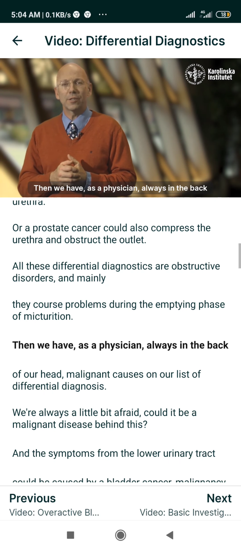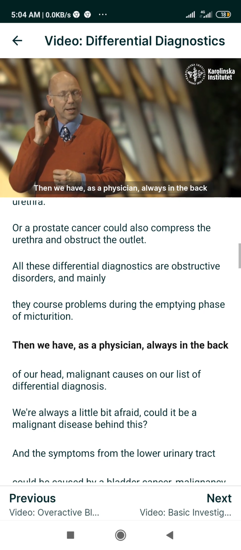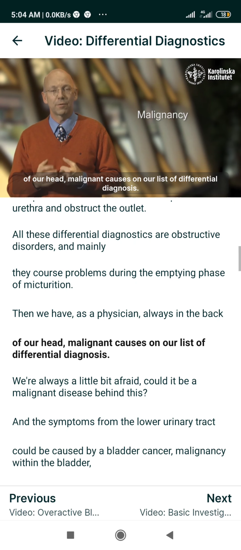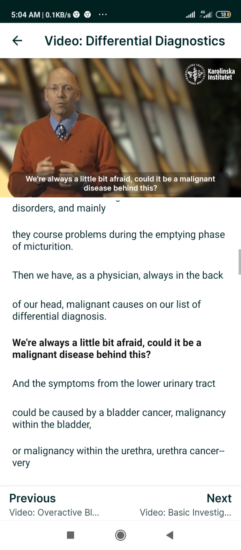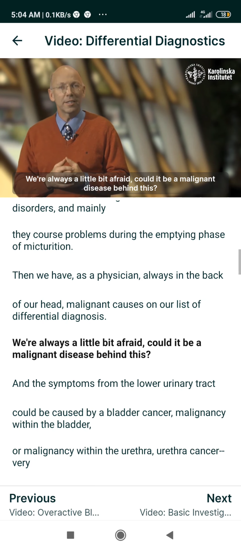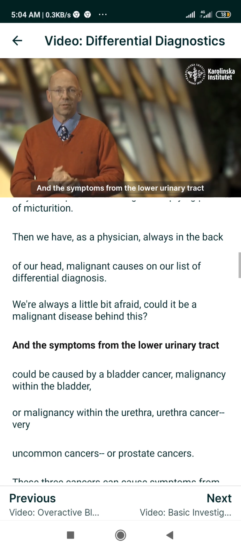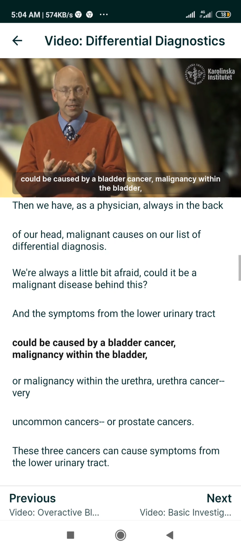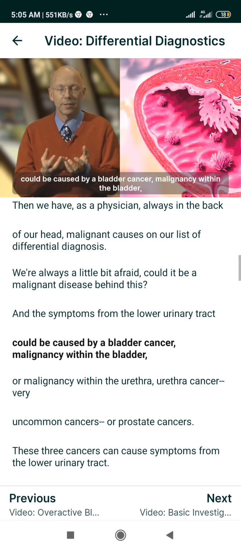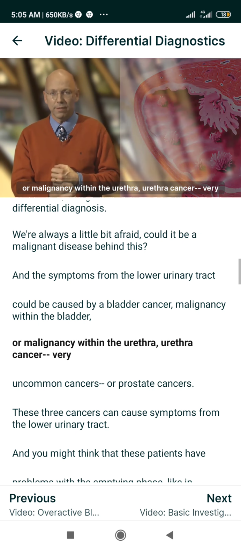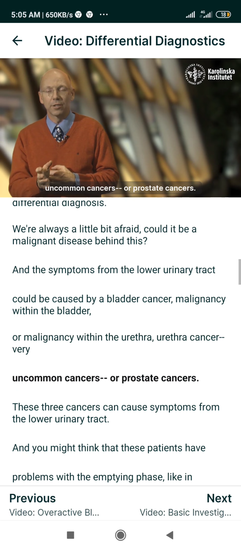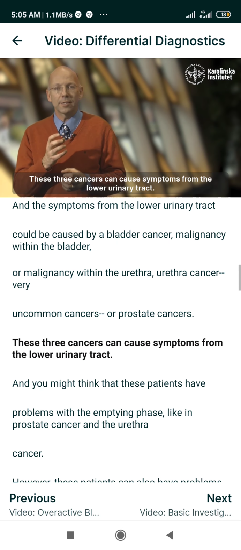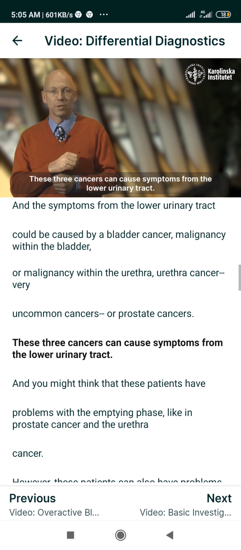Then we have, as physicians, always in the back of our head, malignant causes on our list of differential diagnoses. We're always a little bit afraid: could it be a malignant disease behind this? The symptoms from the lower urinary tract could be caused by a bladder cancer, a malignancy within the bladder, or a malignancy within the urethra, a very uncommon cancer, or prostate cancer. These three cancers can cause symptoms from the lower urinary tract.